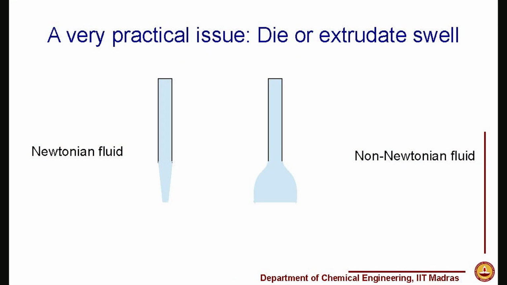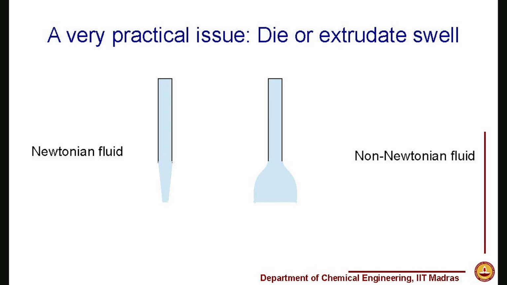Another example, which is a very practical issue, arises when we are making objects out of polymer. These could be fibers, for example, polyester fiber which is used in clothing or upholstery, or it could be grocery bag films, thin films. In all of these cases, what is done is we take a small capillary through which fluid is forced out.